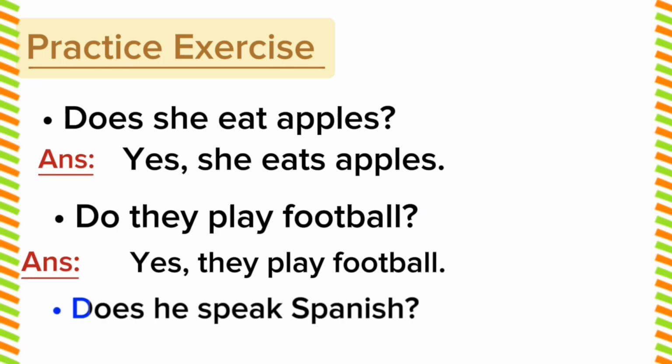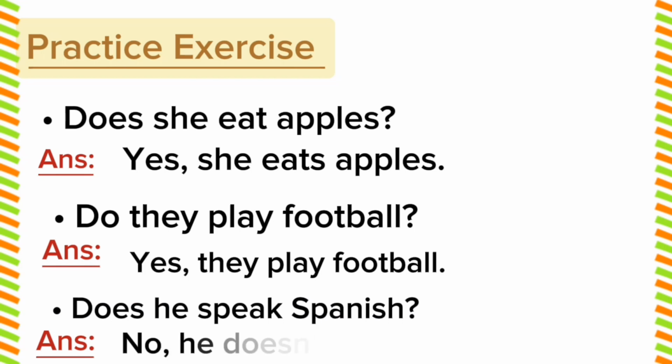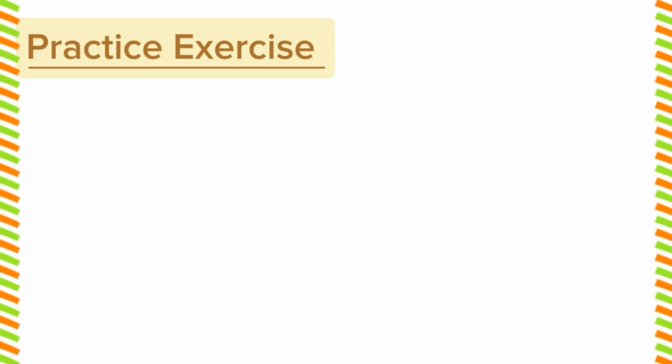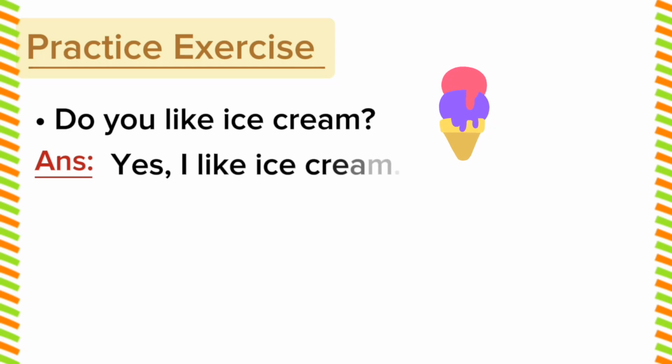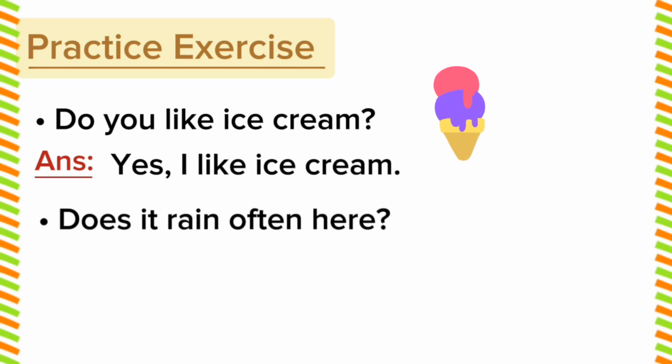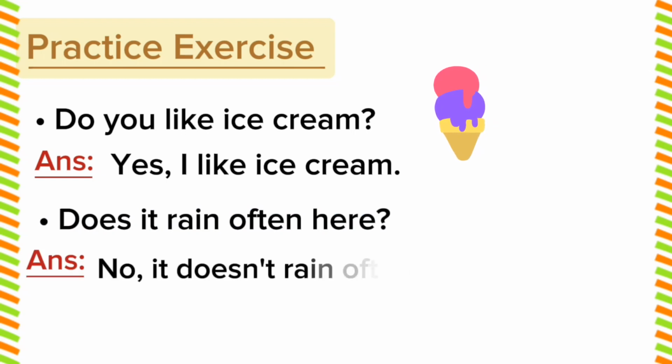Number 3. Does he speak Spanish? Answer: no, he doesn't speak Spanish. Number 4. Do you like ice cream? Answer: yes, I like ice cream. Number 5. Does it rain often here? Answer: no, it doesn't rain often here.